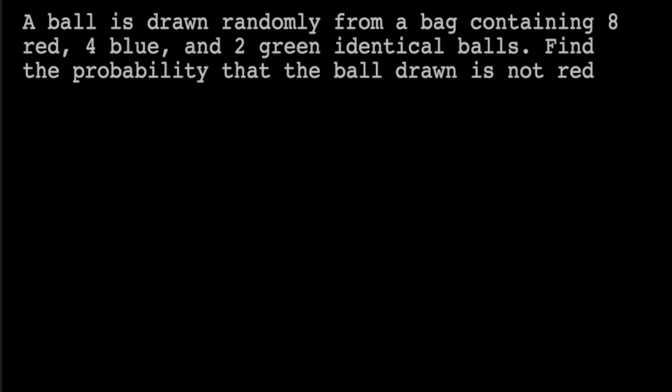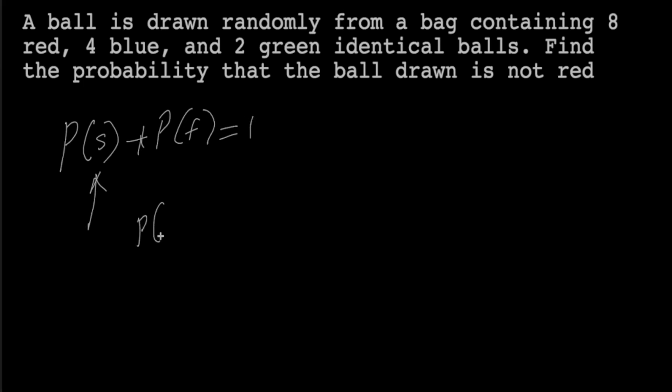Find the probability that the ball drawn is not red. Two things you must put at the back of your mind. The first one is that we have been told that the probability of success plus the probability of failure is equal to 1. Now, they are telling us to find the probability that the ball drawn is not red. That is, definitely, we're going to find the probability that the ball drawn is red. That is success. Then we subtract it from 1 to get the failure.